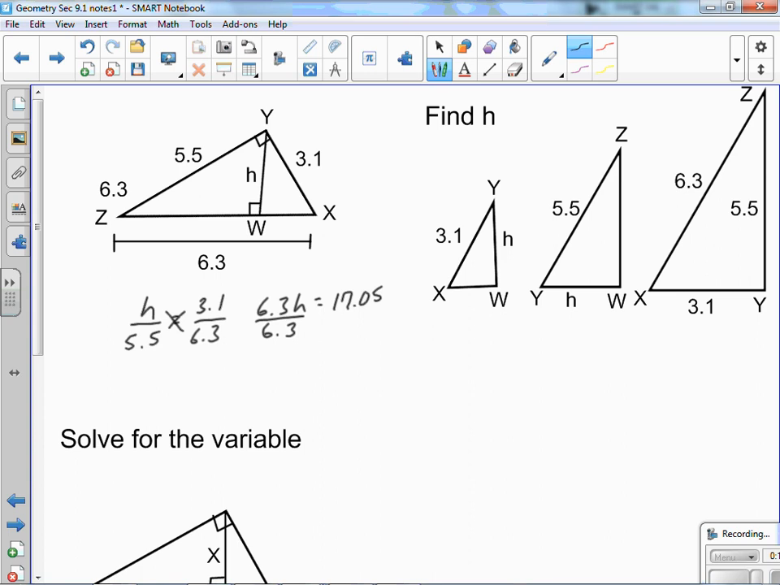Divide both sides by the 6.3. And when we do that, H is going to be approximately 2.7. So just using the same properties of similarity that we learned in the last chapter to solve for the altitude here.